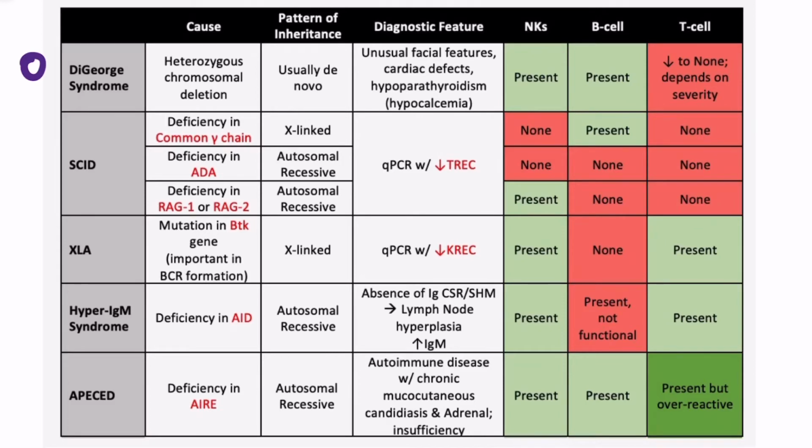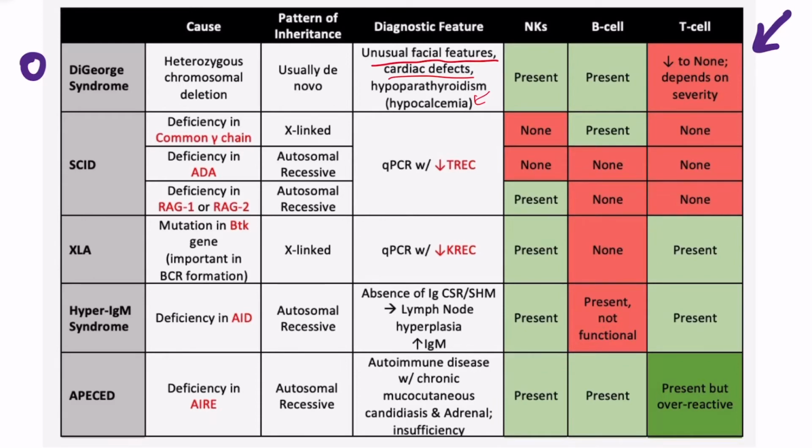So typically when you get questions on this, it's going to have either lower or no T cells at all. Obviously, if they have an absent thymus, they won't have T cells, right? Because T cell maturation happens in the thymus. Another thing to note is that they usually have unusual facial features, cardiac defects, and because they don't have a thymus, they typically have hypoparathyroidism. If you don't have parathyroid hormone, obviously you're going to have hypocalcemia, which is an important characteristic of DiGeorge syndrome.